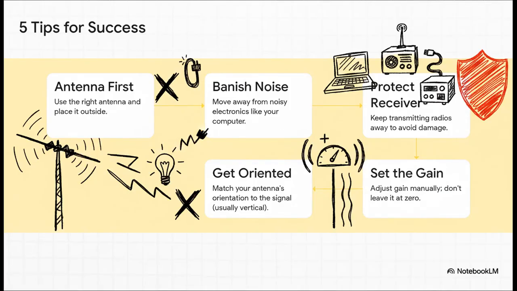All right, first things first, your antenna is everything. Match it to what you're listening for and try to get it outside and up as high as you can. Two, hunt down the noise. Your computer, your phone charger, all that stuff creates radio interference, so move your antenna away from it. Three, and this is important, keep transmitting radios away from your SDR. A powerful signal can fry its sensitive little circuits.